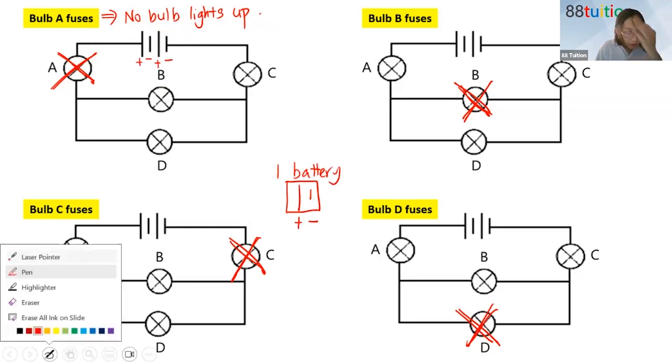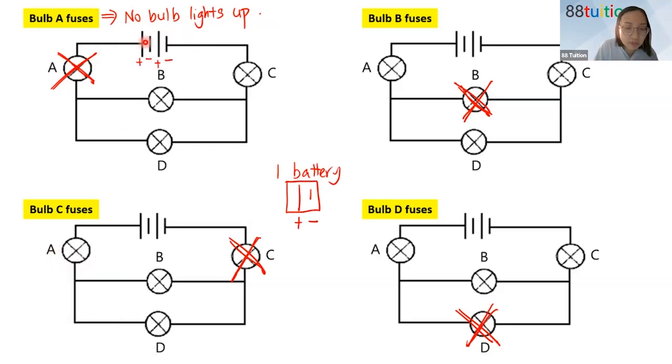All right, so if you follow my laser pointer, if I come out from the plus, you notice that, alamak, the current cannot pass through bulb A because bulb A fuses. So current cannot pass through here. Then you will say, now how about I go by the other way around? Okay, let's try. But then you notice that no matter how you do, you cannot go back. So there is no closed circuit. So the current cannot flow through bulb A.